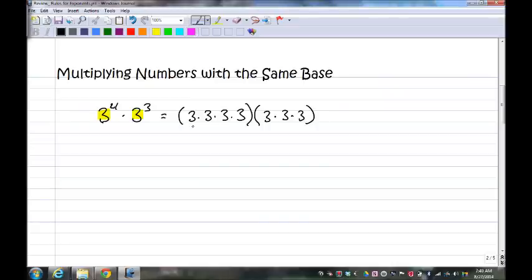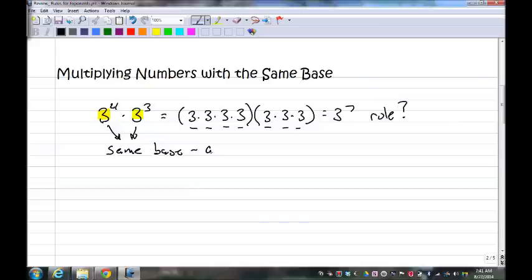Well, here, how many 3's do I have? I have 1, 2, 3, 4, 5, 6, 7. So this is 3 to the 7th. Do you see what the rule is, my friend? What is the rule? Can you figure it out? Here it is. If you have the same base, which we have here, this is the same base, you add the exponents.